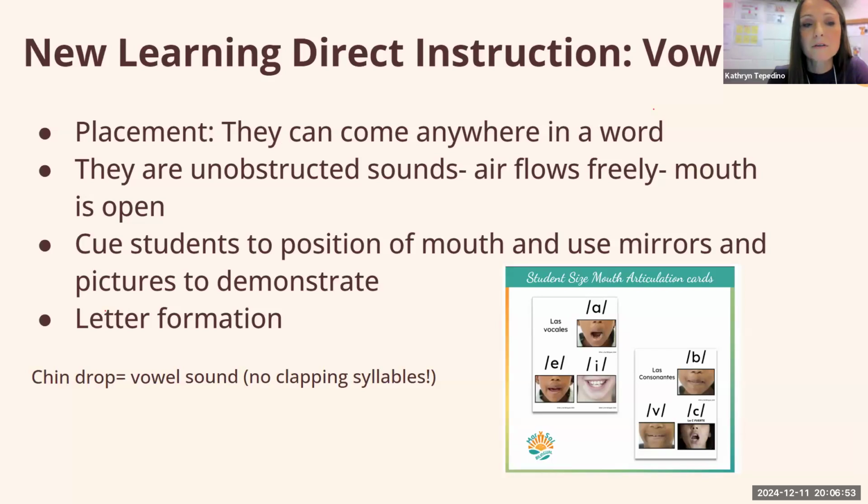For vowels, again, we want to say where they come in a word. We want to teach that they're unobstructed sounds, that air flows freely through the mouth, that there's a chin drop. So I find clapping syllables to be very confusing for kids because then they just start clapping. We just want them to touch their chin and notice if their chin is dropping, the air is going through, and that's a syllable.